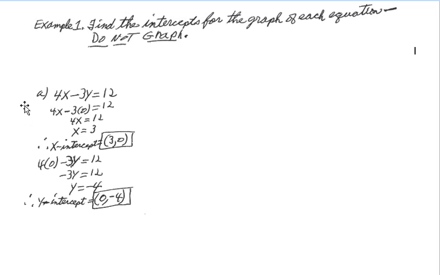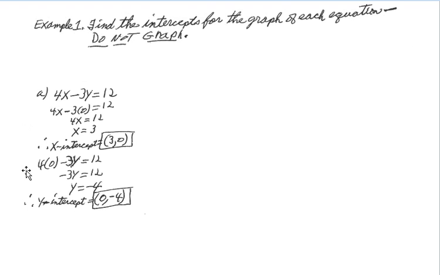To find the x-intercept, I'm going to let y equal to 0 in this original equation. Therefore, we arrive at the equation 4x minus 3 times 0 equal 12. And thus, 4x equal to 12 and x equal to 3. Therefore, the x-intercept becomes the ordered pair of 3, 0.